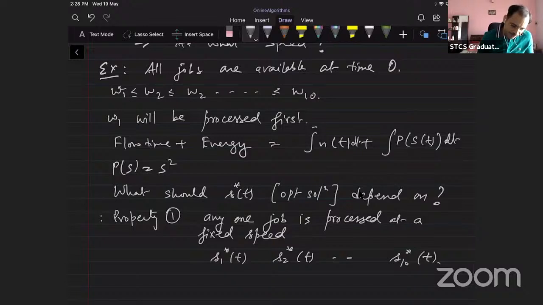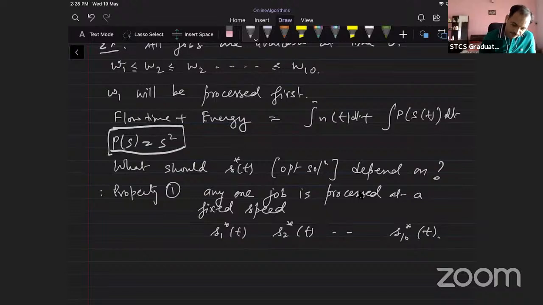Is this property clear to everybody? Why should this be true? That speed should not change during the execution of a particular job. It could change from job to job. And this critically depends on the function P of S equal to S square. It's a convex function. So if you were changing the speed of a job during its execution, so at a certain point you had less speed, at a certain point more speed, taking the average would not change the flow time, but reduce the energy. That one can prove directly.